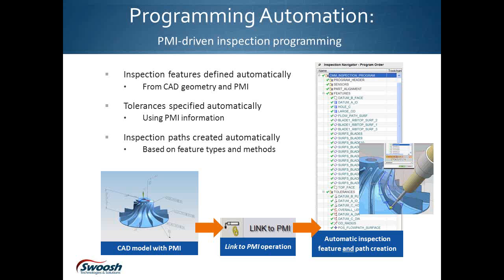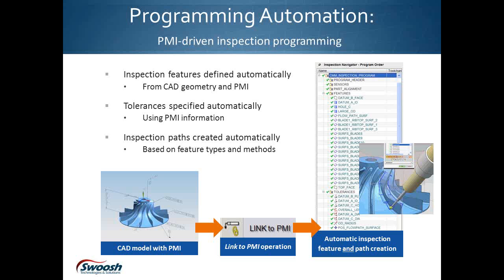Okay, so now you can inspect features defined automatically from CAD geometry and PMI data. Tolerances are specified automatically using our PMI information. PMI is product manufacturing information, and the inspection paths are based upon this. So instead of having the quality guy define how he's going to program this, because when the quality guy programs stuff, he has to think about it, right? We take some of that power away, maybe, or the ability to change stuff depending on their interpretation, to have a more standardized process.